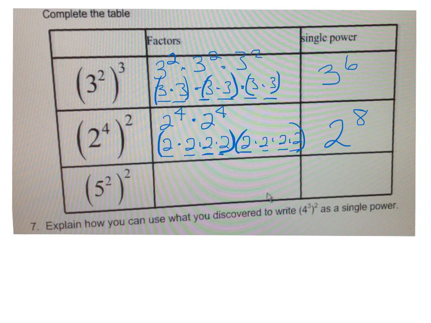Alright, go ahead and you try 5 squared squared. 5 squared as a factor 2 times. So go ahead and complete that, and then walk down here and explain for me how to use what you've discovered to write 4 cubed to the 2nd power. Write it as a single power.